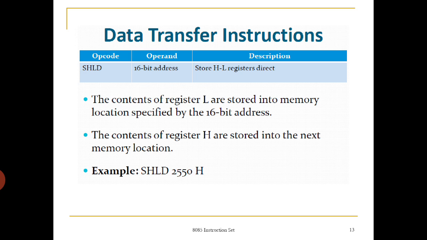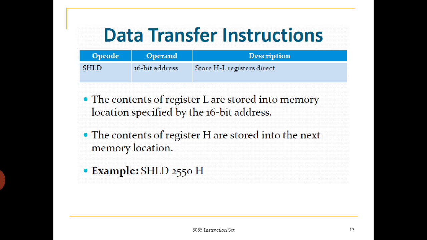Then the next data transfer instruction is SHLD. The content of register L is stored into the memory location specified by the 16-bit address. The contents of register H are stored into the next memory location. That is SHLD 2550, so the next location will be 2551. So at 2550 it stores L, and at the next location, 2551, it stores the content of H.